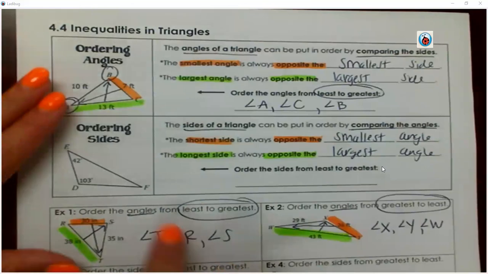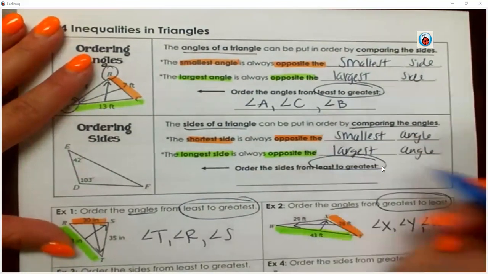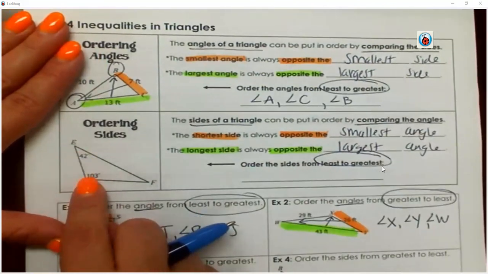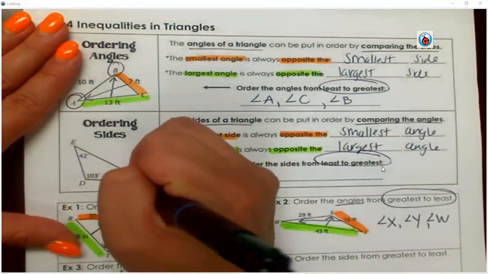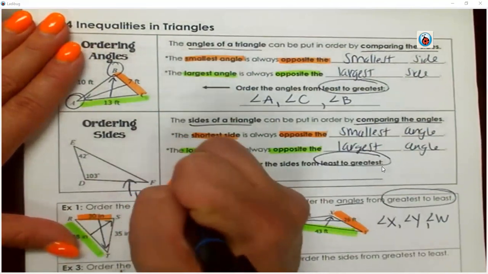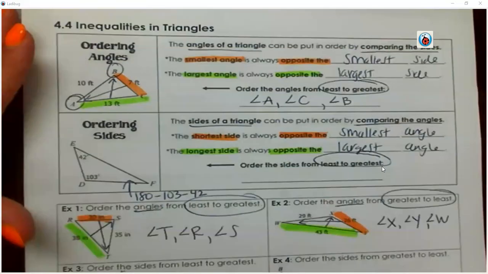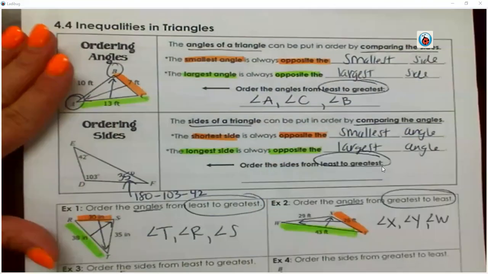In this triangle over here, we want to order the sides from least to greatest. If you notice in this triangle, I currently have 2 angles given, but I'm missing the third one. To find this angle, I would do 180 minus 103 minus 42, because all 3 of them should add up to 180. And this is going to give me 35 degrees.